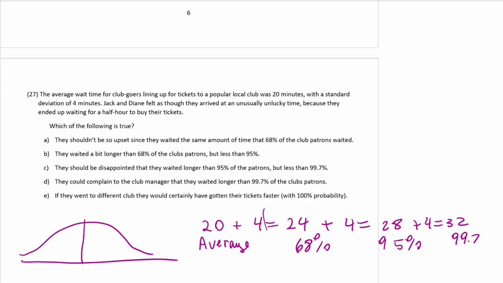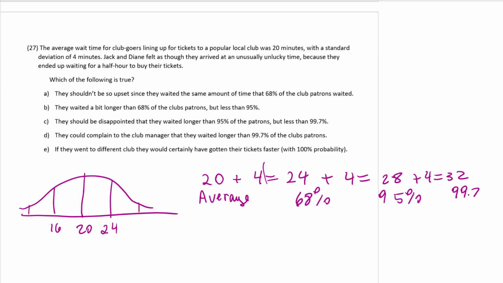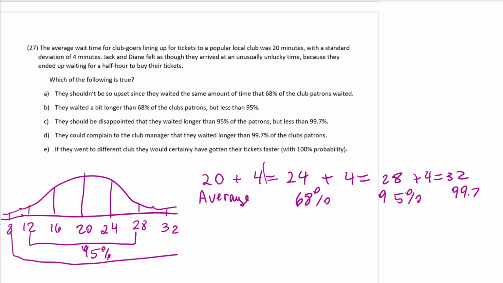Then the middle is 20. Then 68% is going to be 24 or minus 4, which is 16. Then if you do 4 more, that would be 28 and 4. So that's 12. That would be 95% of possibilities of waiting time. They waited 30 minutes. So the next 4 will end up being 32. And this one minus 4, that would be 8. So that is 99.7.